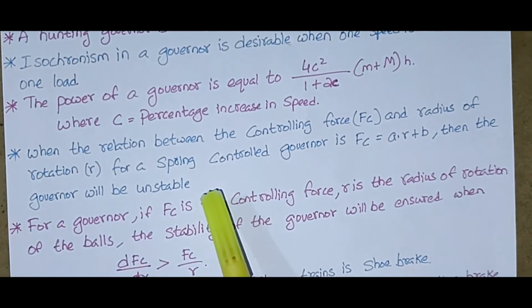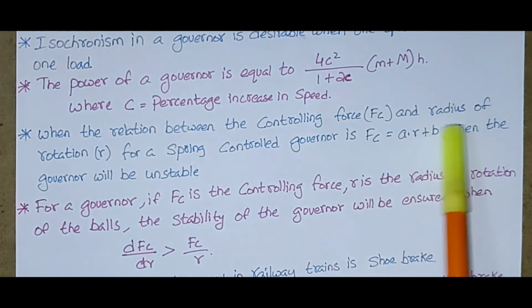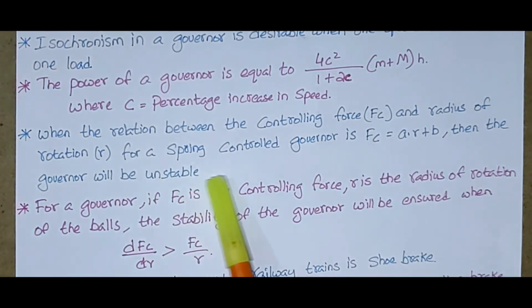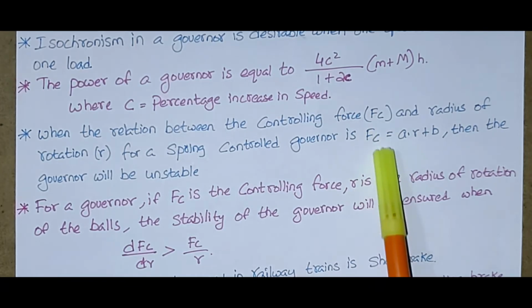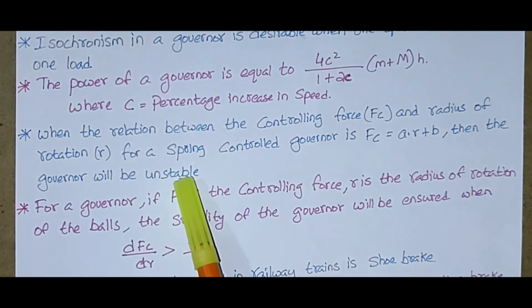When the relation between the controlling force Fc and radius of rotation r for a spring-controlled governor is Fc equal to a into r plus b, then the governor will be unstable.